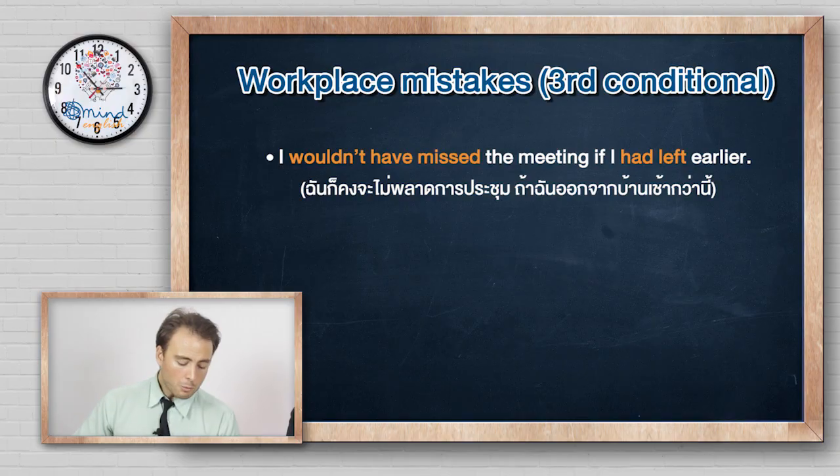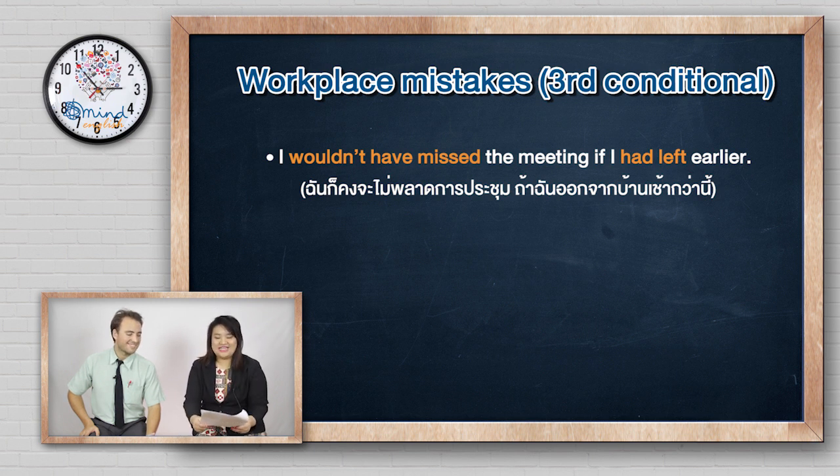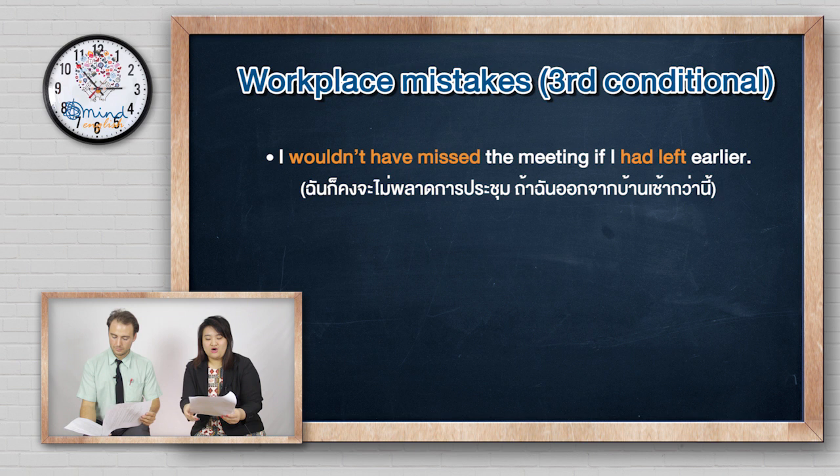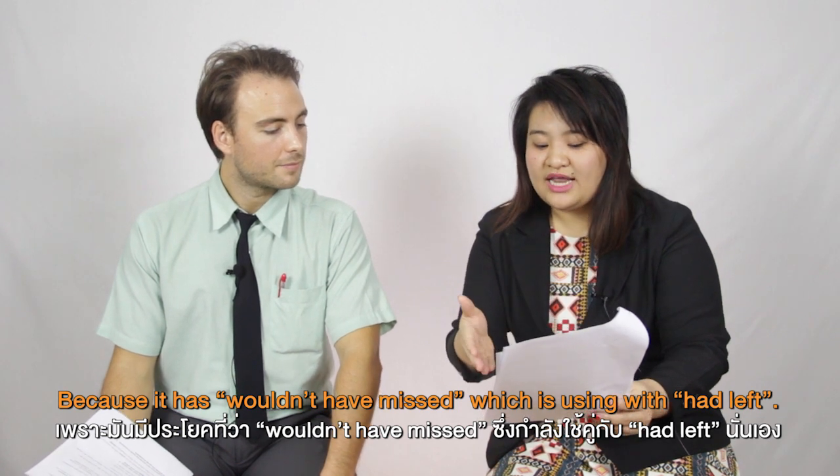Sentence number 2, please. I wouldn't have missed the meeting if I had left earlier. I wouldn't have missed the meeting if I had left earlier. ประโยคนี้ดูมีความบ่นกับตัวเองเบาๆ ว่าเวลาประชุมสาย ก็คือฉันคงจะไม่พลาดการประชุมถ้าฉันออกจากบ้านเช้ากว่านี้ค่ะ นี่คือความหมาย มีคำว่า wouldn't have missed แล้วก็มี had left เข้ามา ซึ่งทั้งสองอันนี้ทำให้ประโยคกลายเป็นลักษณะของ third conditional ได้ค่ะ Because it has wouldn't have missed, which is used with had left.